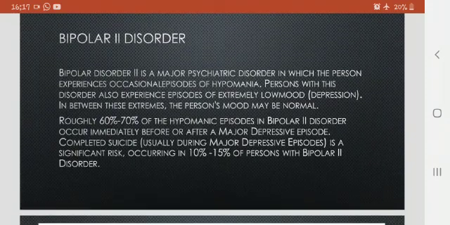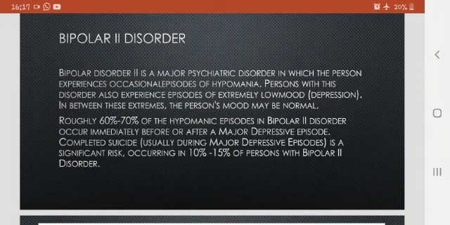So, what is bipolar 2 disorder? Bipolar disorder 2 is a major psychiatric disorder in which the person experiences occasional episodes of hypomania. A person with this disorder also experiences episodes of extremely low mood, depression. In between these extremes, the person's mood may be normal.